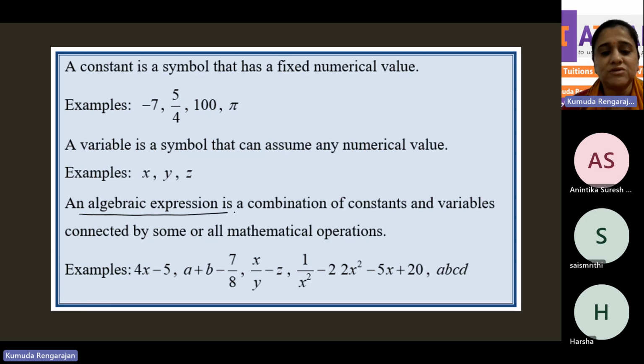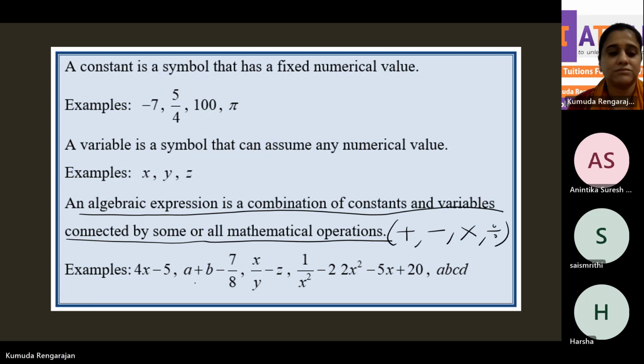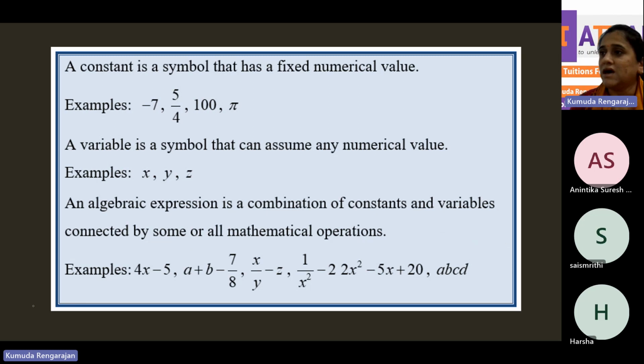An algebraic expression is a combination of constants and variables connected by some or all mathematical operations. We know we have four mathematical operations: addition, subtraction, multiplication, and division. Now let's have a look at some algebraic expressions and see how they're constructed. Look at this: 4x minus 5. 4x means 4 into x, or 4 times x, minus 5.